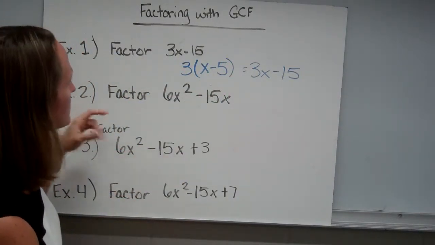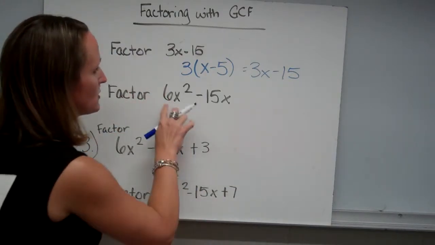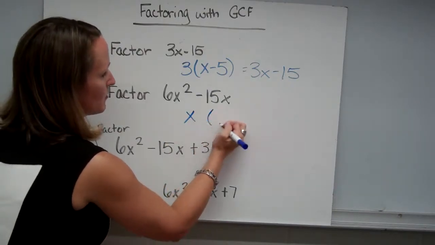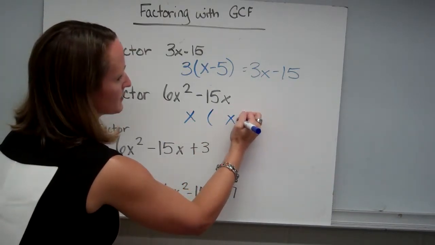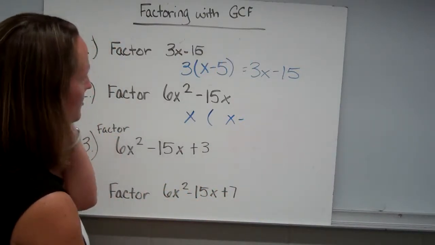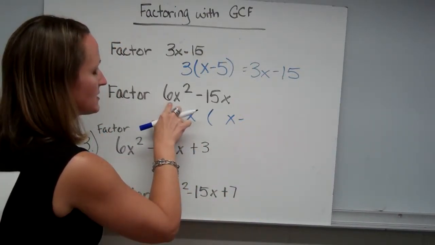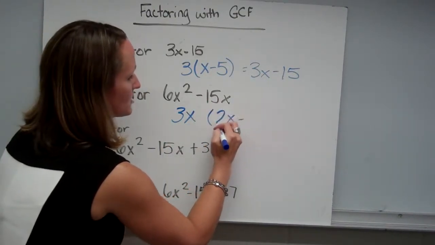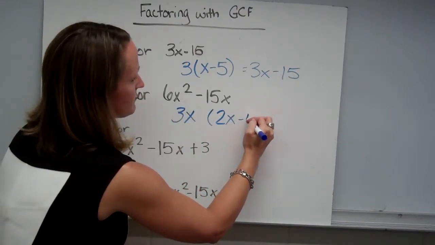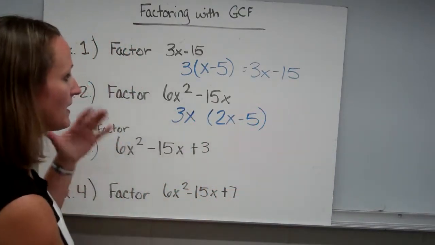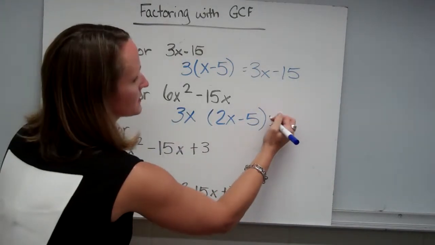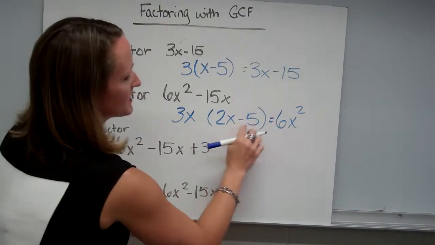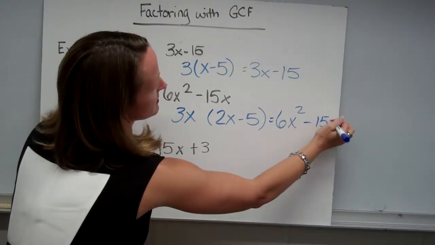Okay, so let's try example 2. This time I'm going to pull out, well, I know my x can come out, leaving me with x minus 15, but what else can come out? This has a 3, and so does this. So I can pull out 3x, and that's going to leave me with a 2x minus 5. And again, you can always check it. 3x times 2x will give you 6x squared. 3x times negative 5 gives you negative 15x.